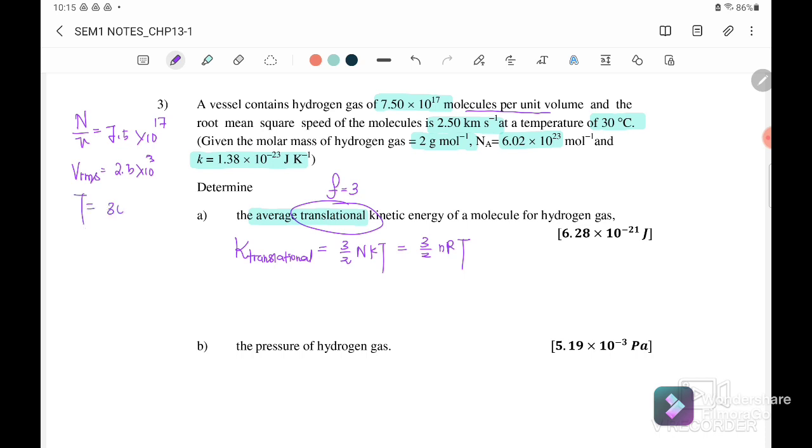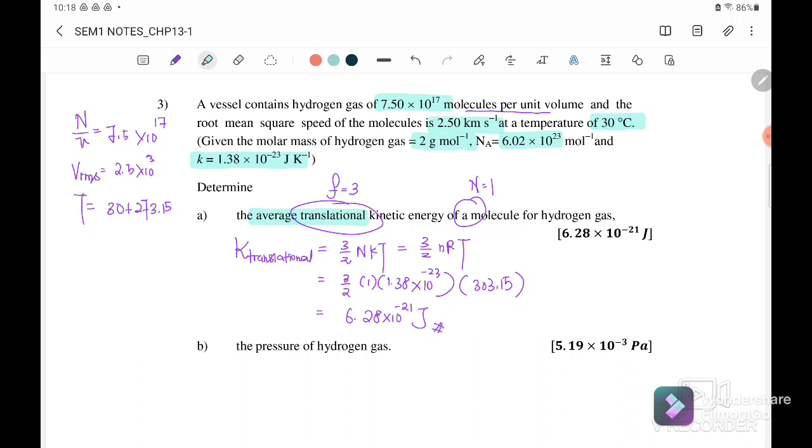And the temperature is 30, so we must add 273.15 to change it into Kelvin. Okay, so these are the informations we have. Since the question mentioned a molecule, meaning that N equals 1, we can use either one. Let's say I use 3/2 NkT, where N is 1, k is 1.38 times 10 to the power of negative 23, and the temperature is 303.15. So we will get 6.28 times 10 to the power of negative 21 joule. Okay, so this is the translational kinetic energy.